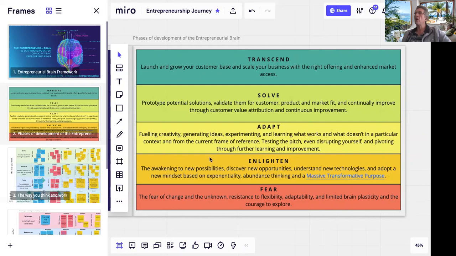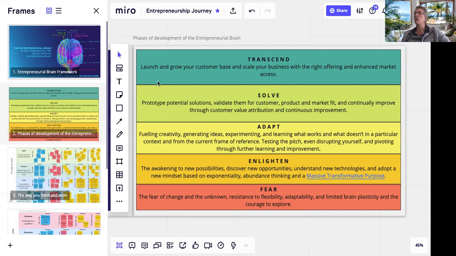Then there's the adapt phase, where you start to fuel creativity, generate ideas, experiment and learn what works and what doesn't in a particular context. And then you start testing the pitch and even disrupting yourself so that you can pivot, learn further, and improve. And then finally, solve and come up with real solutions that are valid for a customer, that have product market fit, and that can continually improve through customer value attribution and continuous improvement.